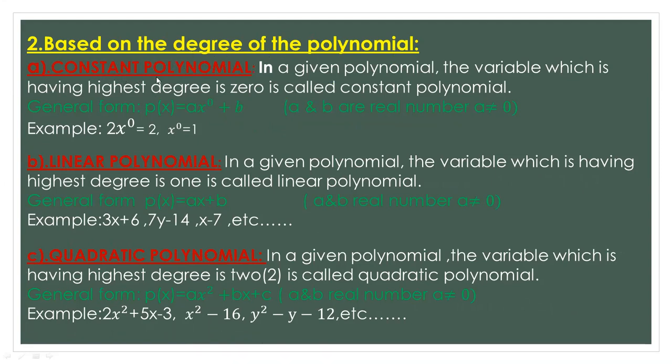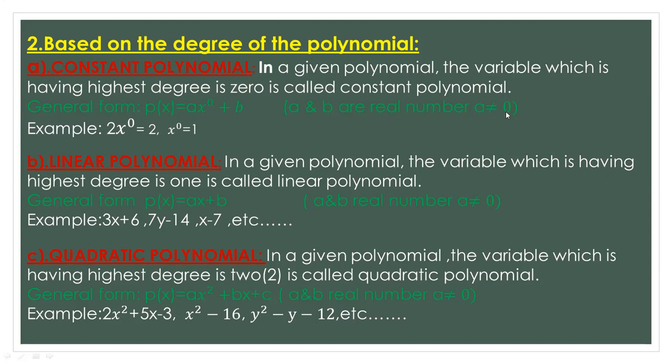Here first one is the constant polynomial. Constant, so numbers which have fixed values. Is it right? In a given polynomial, if the variable's highest degree is 0, then such types of polynomials are called constant polynomials. Its general form is p of x is equal to ax to the power of 0 plus b. Here a and b are real numbers, and a is not equal to 0.